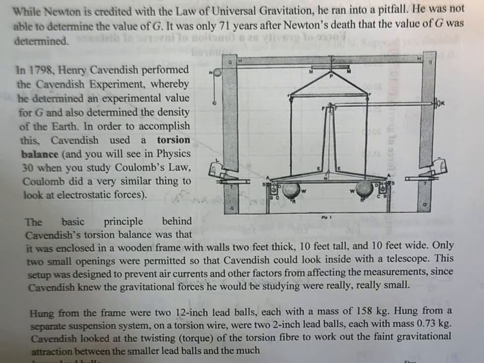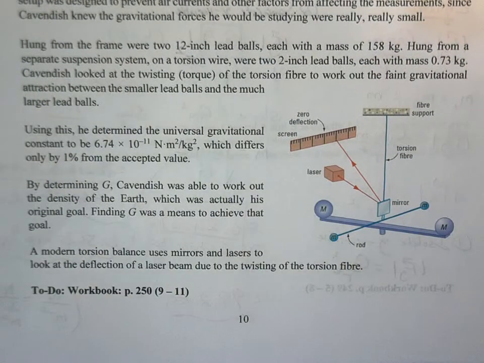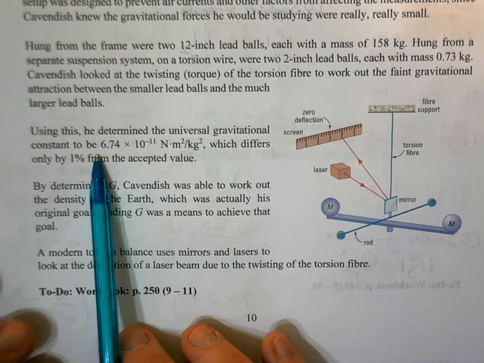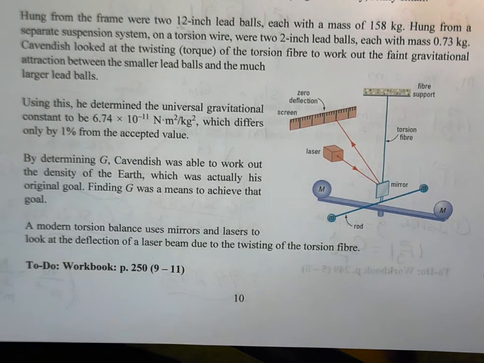So Cavendish looked at how much that twisted, and by doing various measurements, he was able to determine a value for the universal gravitational constant. What he figured out was that it was about 6.74 times 10 to the minus 11 newton meters squared per kilogram squared. Pretty good for 1798, considering he's only about 1% from the accepted value today.